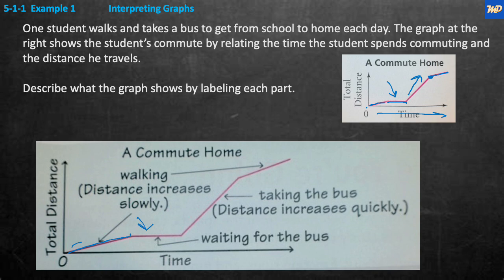Then he or she is stopped here, waiting for the bus. Then the student gets on the bus, and at a higher speed, the bus takes the student home. The student gets off the bus and then finishes walking to home, finally at home. As you can see, the line is more vertical here for the bus. That means that the bus is going at a much faster rate than the student when the student walks.